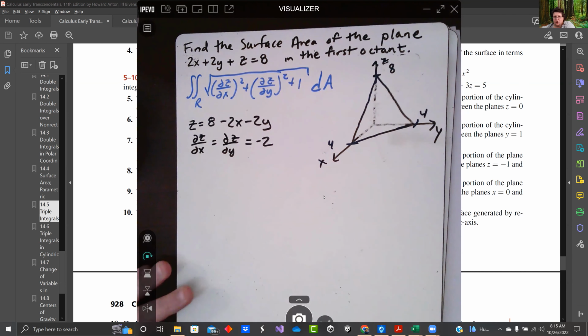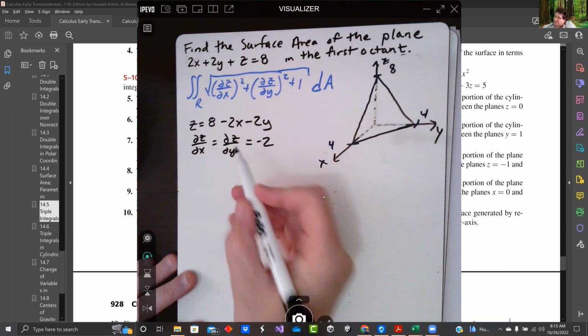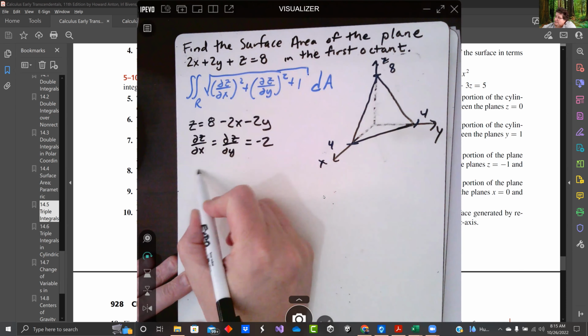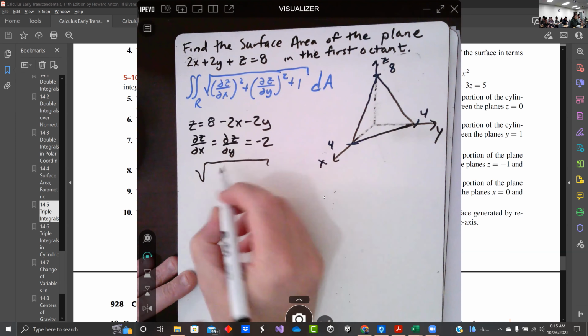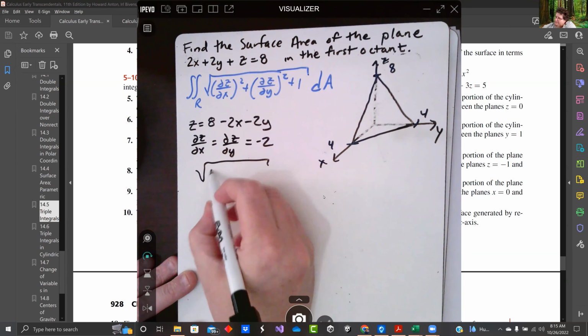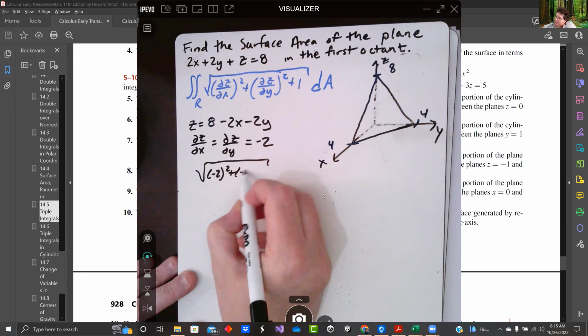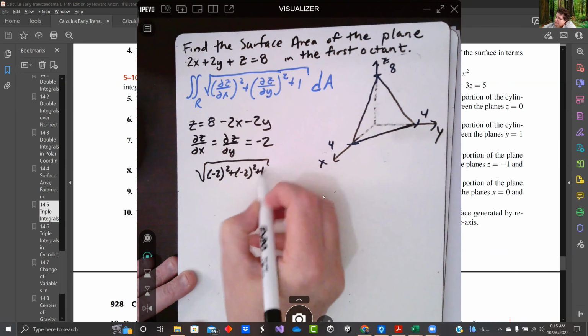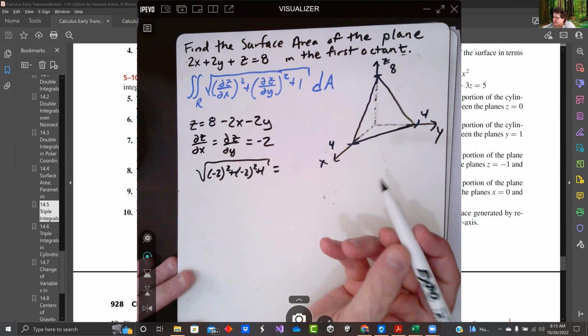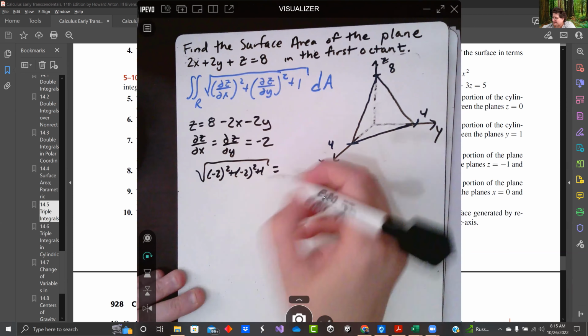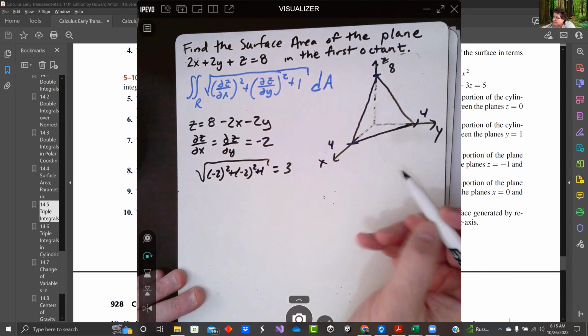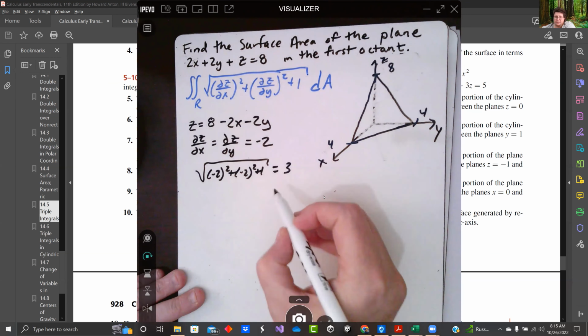Okay, so that'll get us our integral, right? What's in the radical? We've got -2 squared plus -2 squared plus 1. 4 plus 4 plus 1 is 9. Square root of 9 is 3. So we have our 3 is what's going inside the integral.